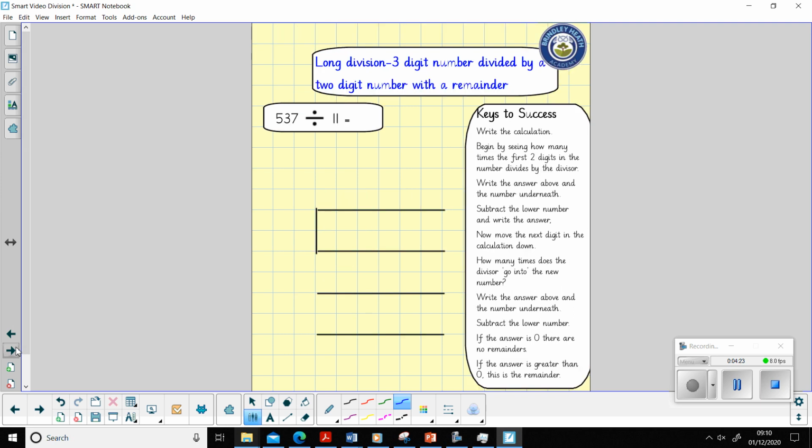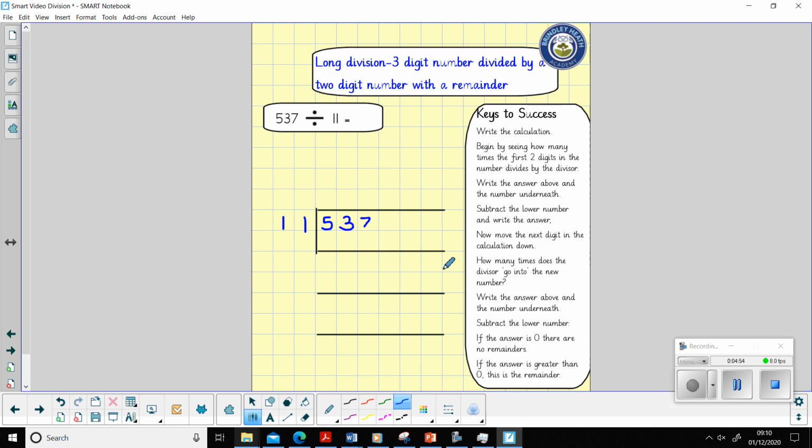Okay, let's have a look at a 3-digit number now divided by a 2-digit number. So I'm writing my calculation in exactly the same way. The 537 goes to the right hand side and the number I'm dividing by goes on the left. Because I'm dividing by a 2-digit number this time, I can go straight into grouping these digits together and asking how many 11s are in 53.